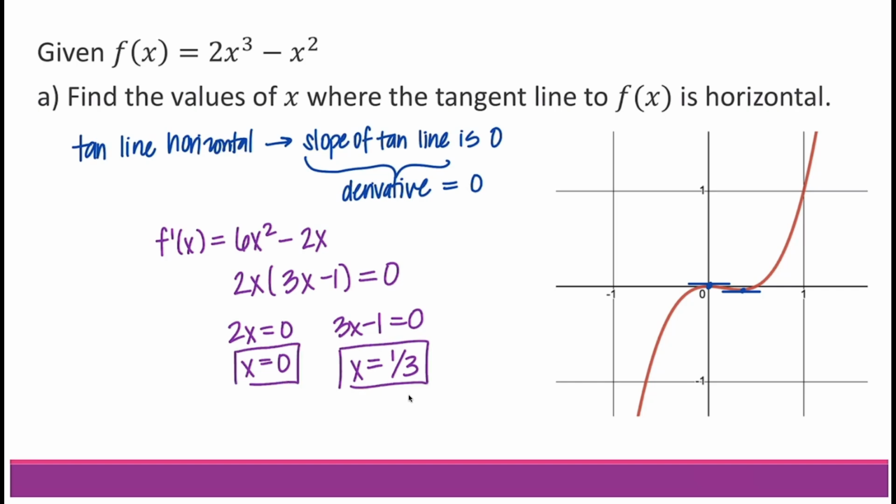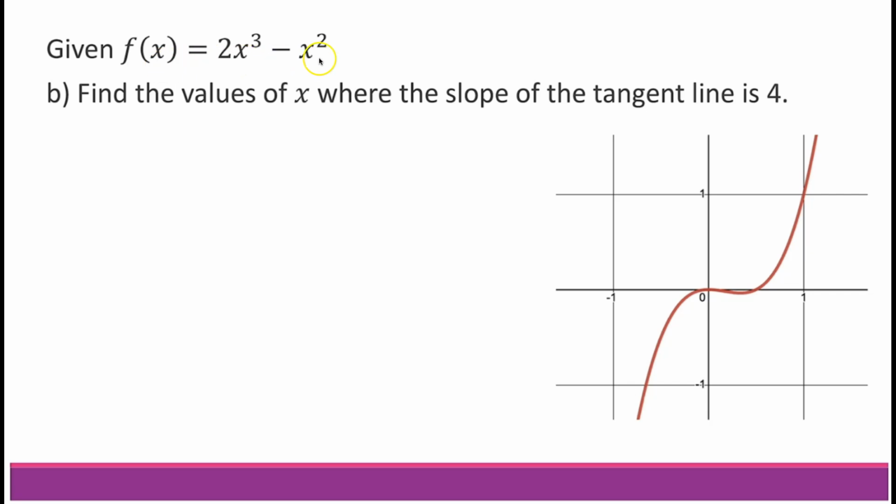So here, the key takeaway: if I want tangent lines that are horizontal, the slope of the tangent line is 0, and the slope of the tangent line is the derivative. So we have to set the derivative equal to 0. We're still dealing with the same function.